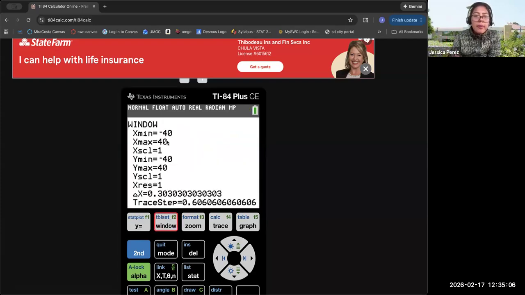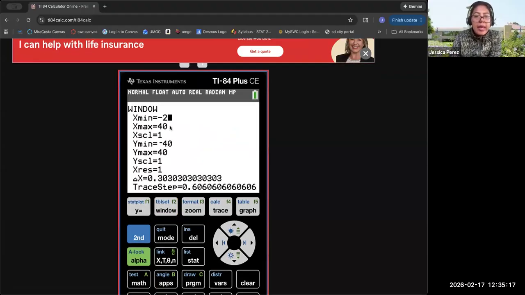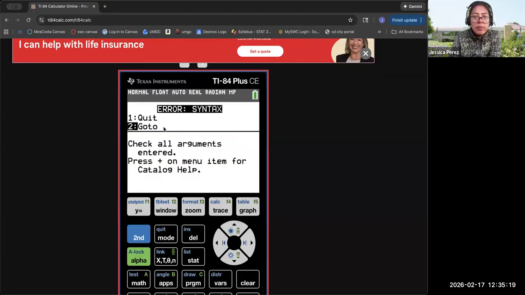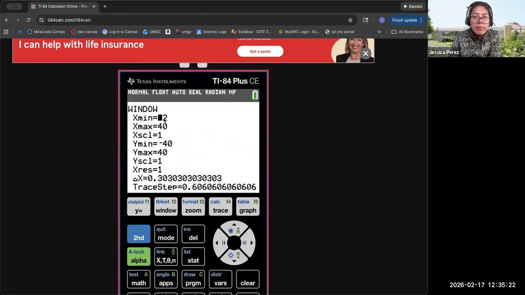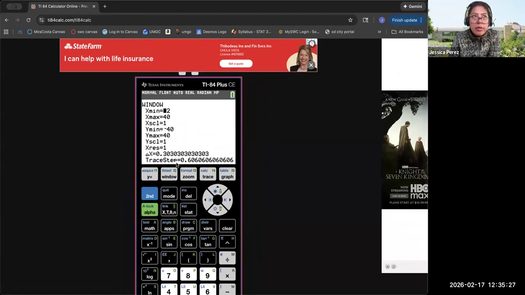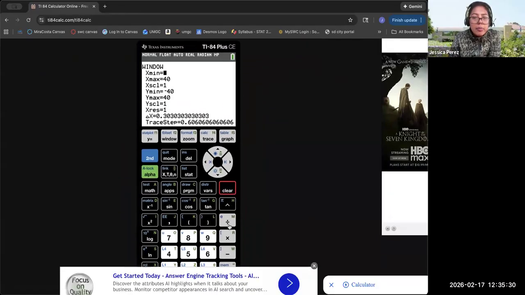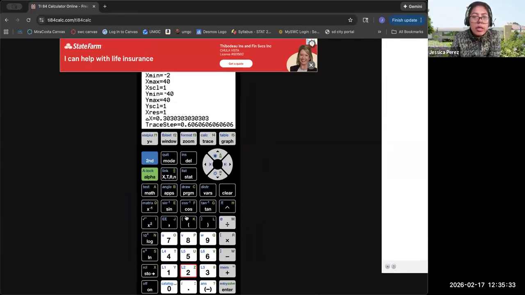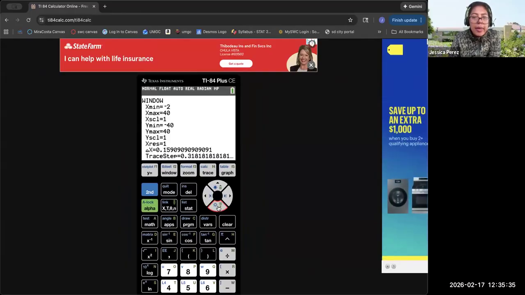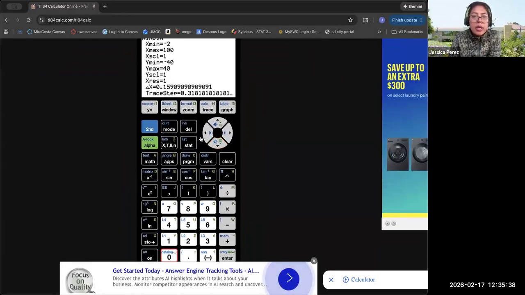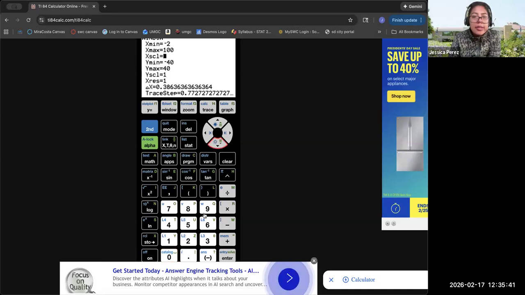So I'm going to fix my window. My minimum for X, I'm going to put 0. Everything is more on this side, or I can plug in maybe a -2. I'm going to change my window. So I'm going to clear this out and I'm going to put -2. And then my max, let's put 100. I'm going to put my X scale to be 10.